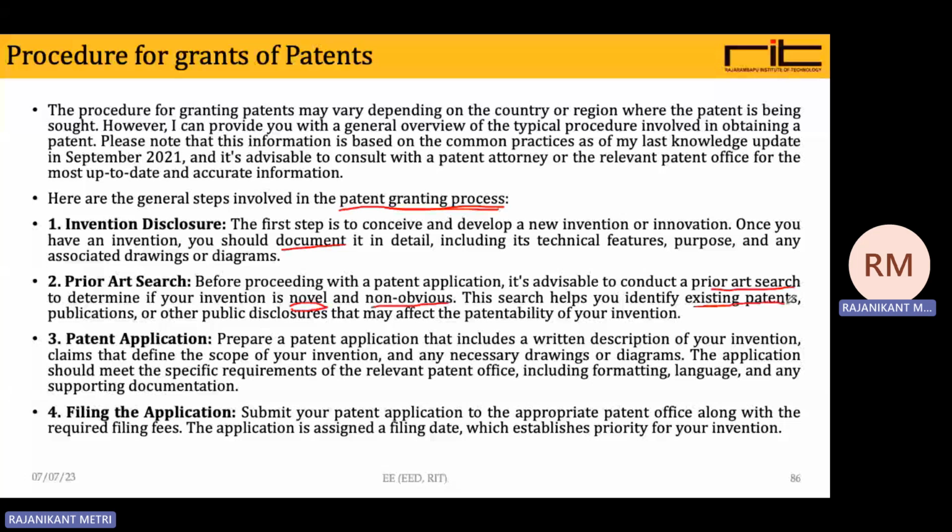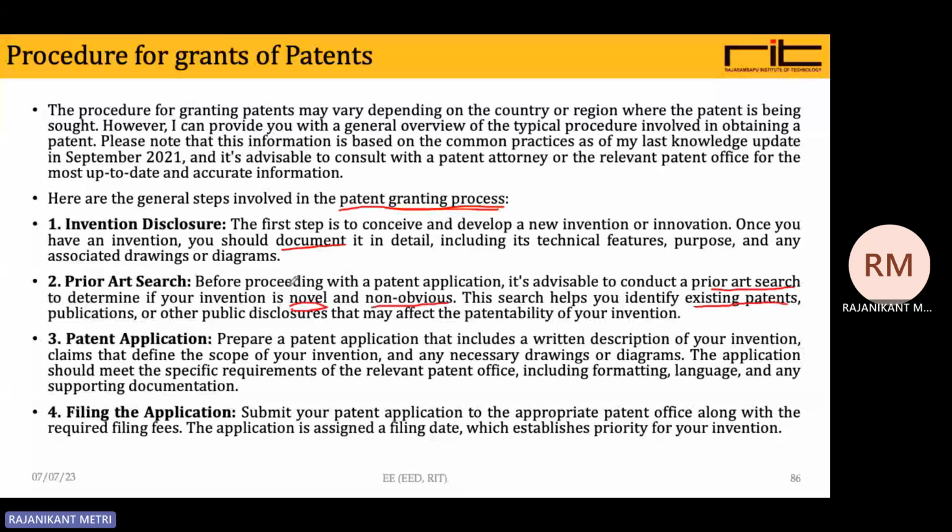So it will help you in finding out if there is any such existing product or process or service. Third one is patent application. So once you do the invention and do the literature review or prior art search, the third step is patent application. That is, prepare a patent application that includes a written description of your invention, claims that define the scope of your invention, and any necessary drawings or diagrams. The application should meet the specific requirements.